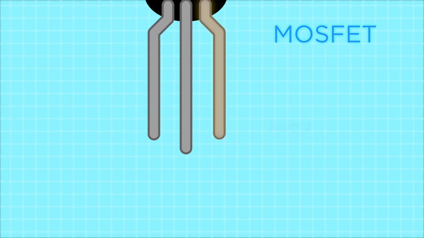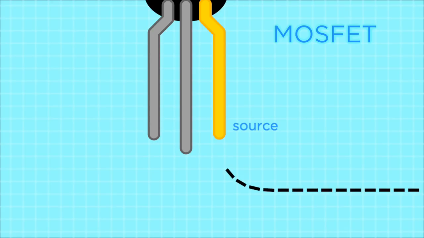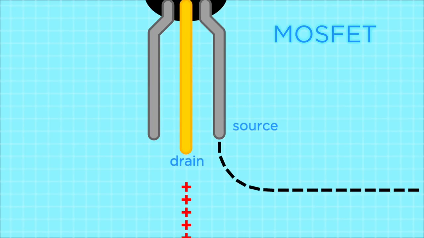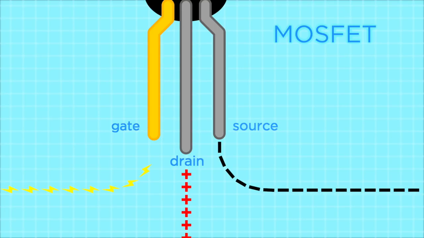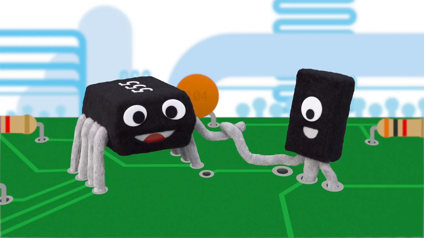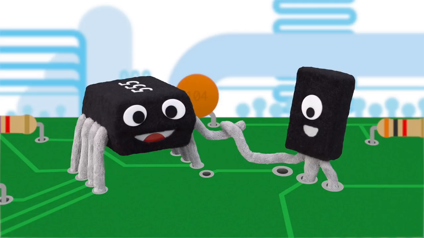My source pin connects to the source electrons I want to control the flow of, such as ground or the negative connection on a power supply. My drain pin connects to positive power, and my gate pin connects to the signal, which tells me when to turn the higher current connection on or off. So, you empower smaller electrical signals to make them bigger. That's true. You know, some folks even call me an amplifier.